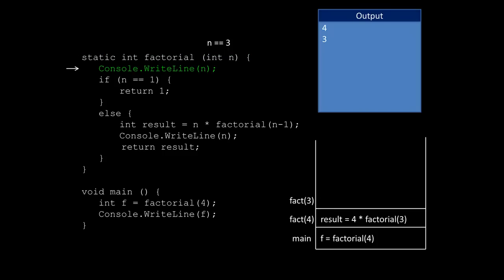So the first thing that's going to happen inside of this clone is that it's going to console.WriteLine n, and again n is 3 for this clone. We again do our check to see if n is equal to 1, which it's not. And then we jump down here to the else and calculate another result. Now notice because n is 3, the result is going to be 3 times the factorial of 2.